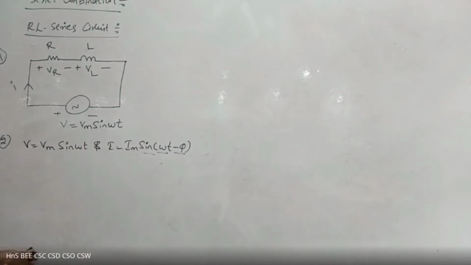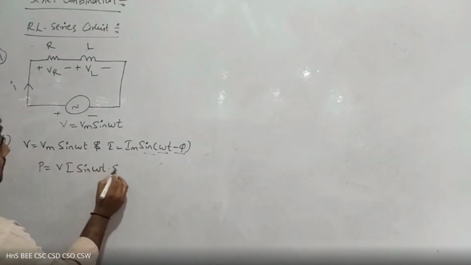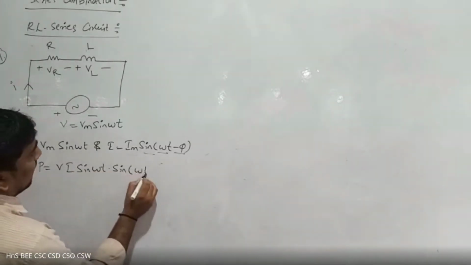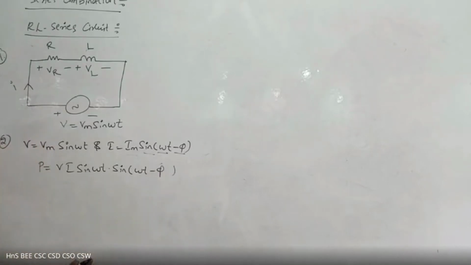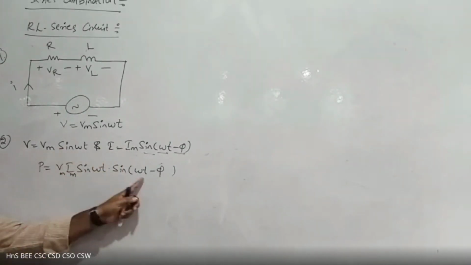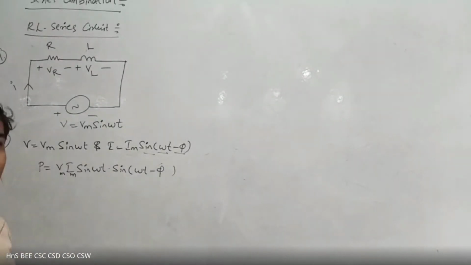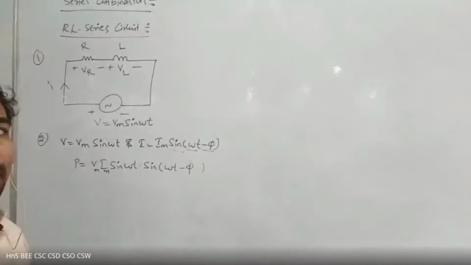Now, the power equation equals V times i, that is Vm sin omega t into Im sin (omega t minus pi). Just multiply, Vm into Im. V into I is nothing but Vm sin omega t times Im sin (omega t minus pi). By multiplying, we get the power equation. Okay.